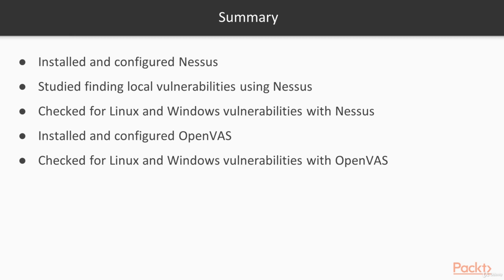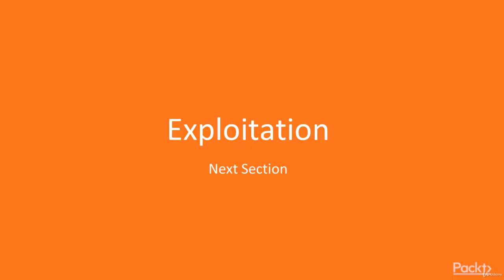We then moved on to the next stage, which was installing and configuring OpenVAS, which is our second vulnerability scanner that we were using. Again, we looked at how to download it, how to install it, how to set it up, and how to compile the scripts. We finally finished off with OpenVAS, where we looked at checking for Linux and Windows vulnerabilities. So again, OS specific vulnerabilities. All right, so that is going to be it for this section. In the next section, we'll be moving on to exploitation. So I'll be seeing you there.